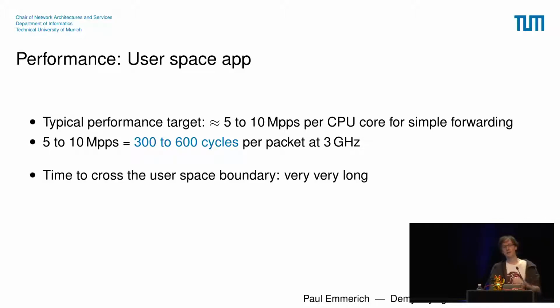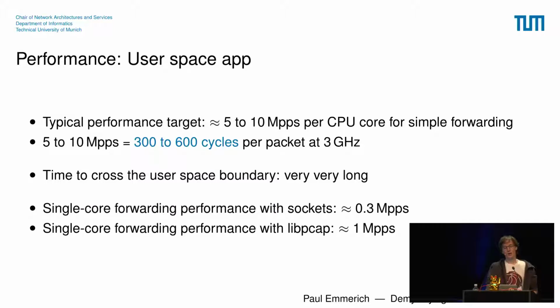Now, how long does it take to cross that user space boundary? Well, very, very long for an individual packet. In some performance measurements, if you do single core packet forwarding with a raw socket, you can maybe achieve 300,000 packets per second. If you use libpcap, you can achieve 1 million packets per second. These figures can be tuned. You can maybe get a factor of 2 out of that by some tuning, but there are more problems, like multi-core scaling is unnecessarily hard and so on. So this doesn't really seem to work.